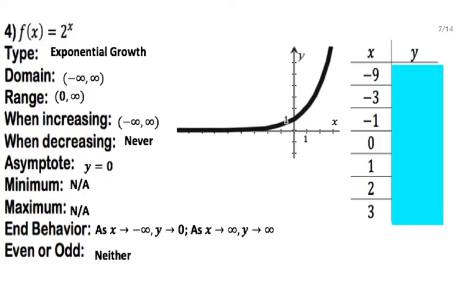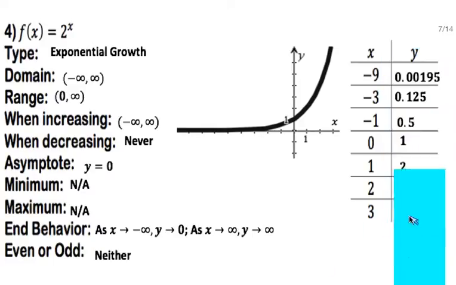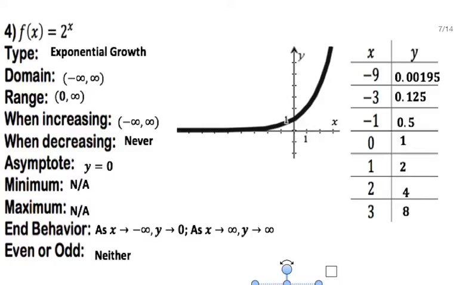This is neither an even nor an odd function, and when I plug in these table values, this is what I get. Okay, so notice that here my y values never go to negative, they just keep getting smaller and smaller.